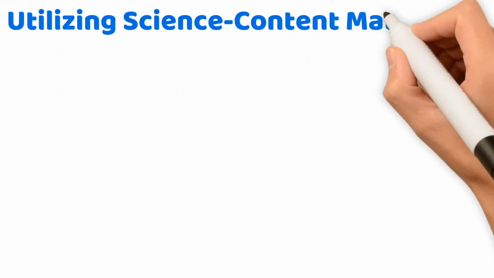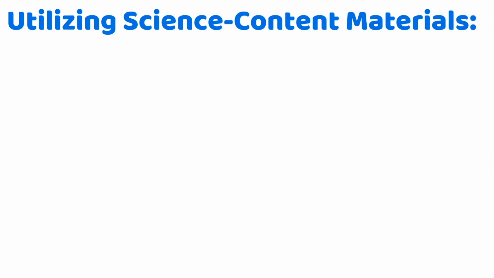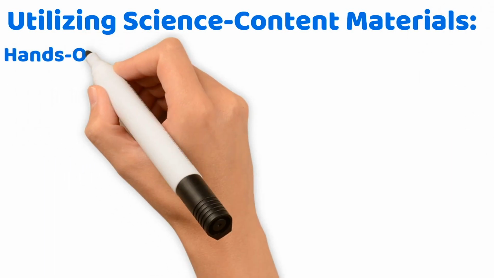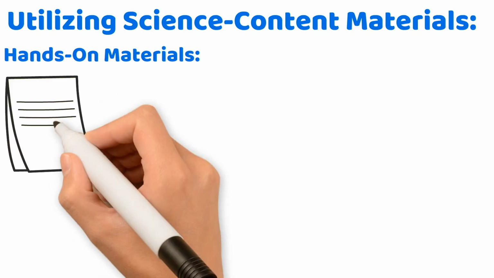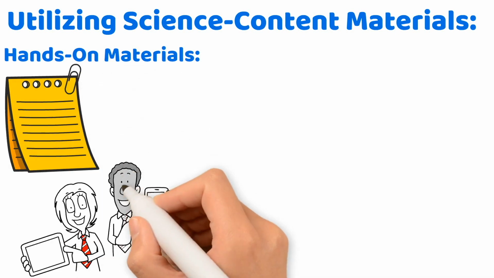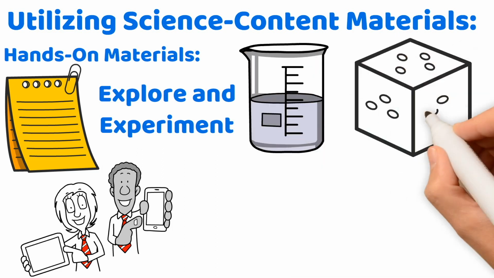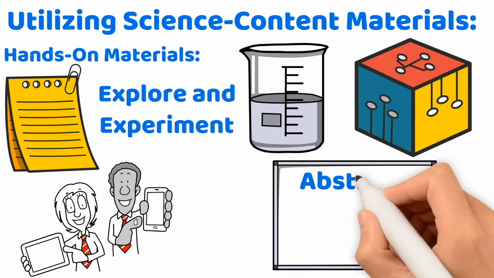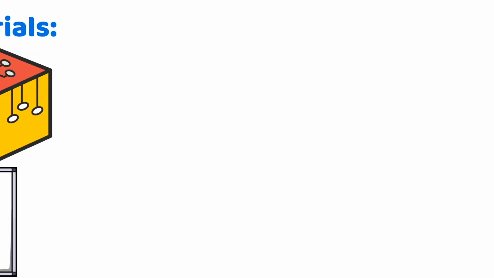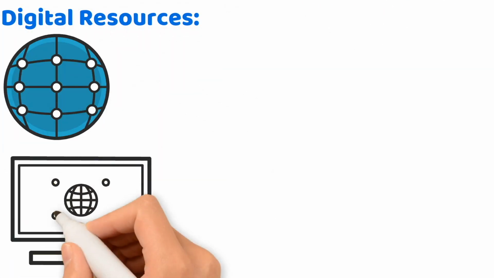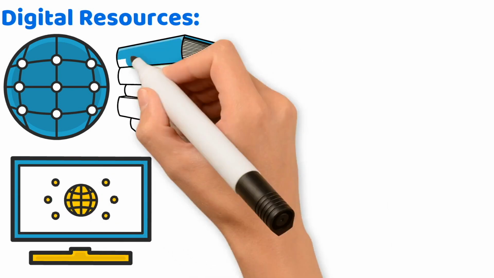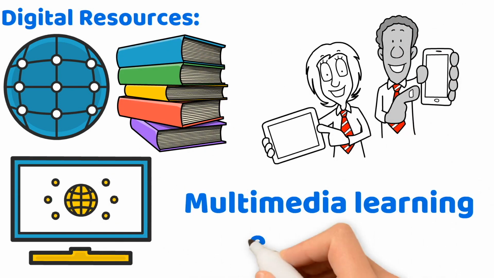Utilizing science content materials. To bring science concepts to life, use a variety of materials. Hands-on materials. Incorporate tangible materials that allow students to explore and experiment. From simple lab equipment to interactive models, these resources make abstract concepts concrete. Digital resources. Leverage technology like simulations and interactive websites to complement traditional materials, offering students a multimedia learning experience.